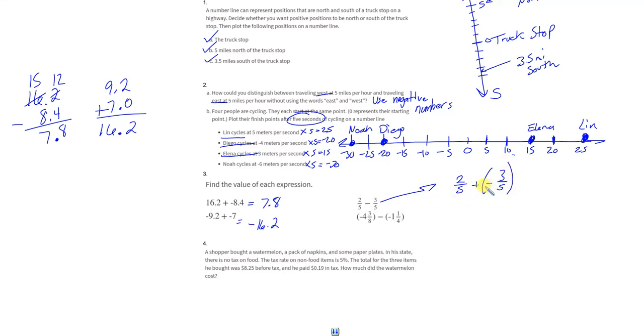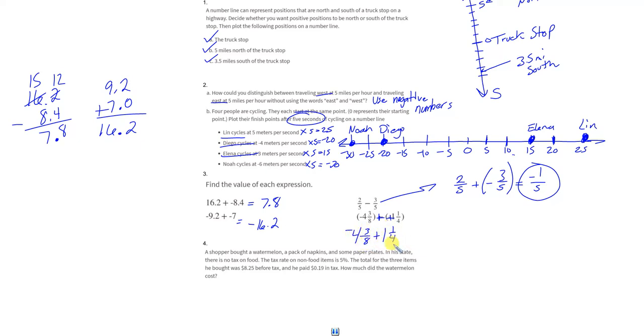So you can kind of see that you're taking away more than you had, and the negatives are going to win this battle, and the signs are different. So you do 3 minus 2, and you get negative 1/5 for that one. And then lastly, the big doozy here, if you add the opposite, like we've been doing, this becomes negative 4 3/8 plus a positive 1 1/4.